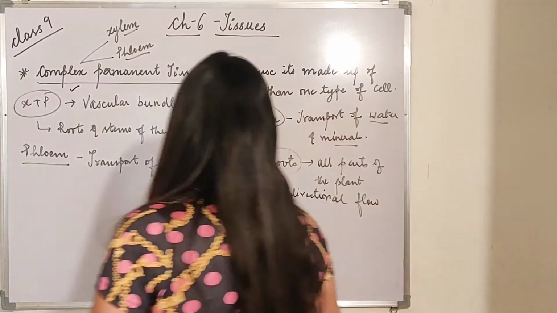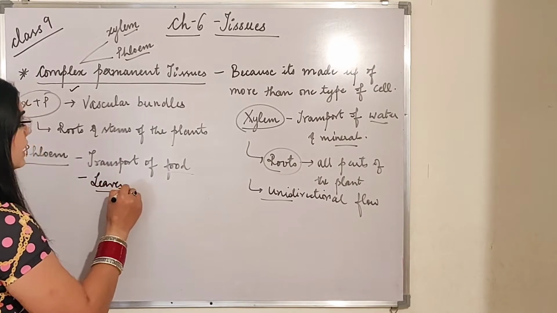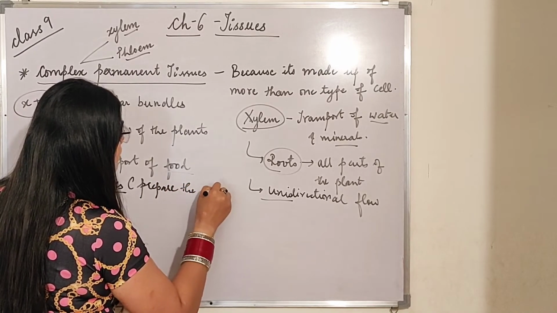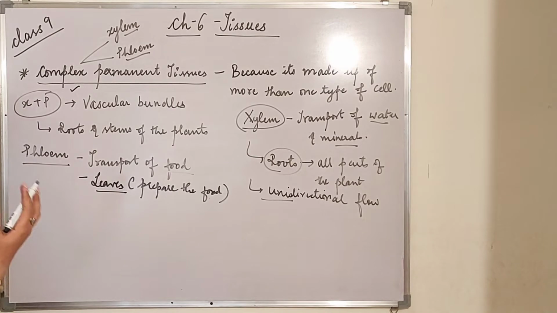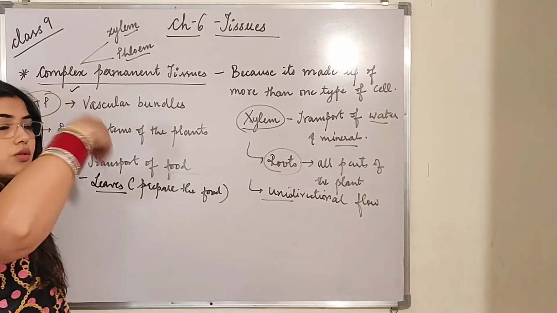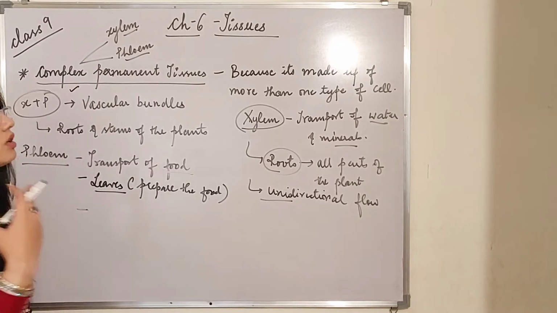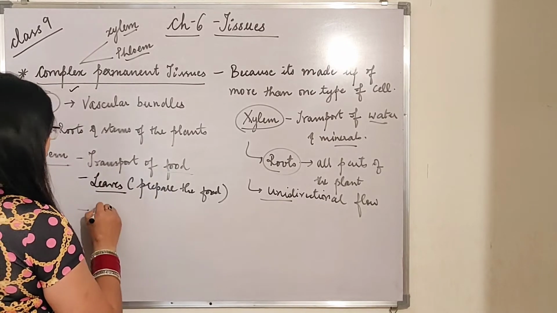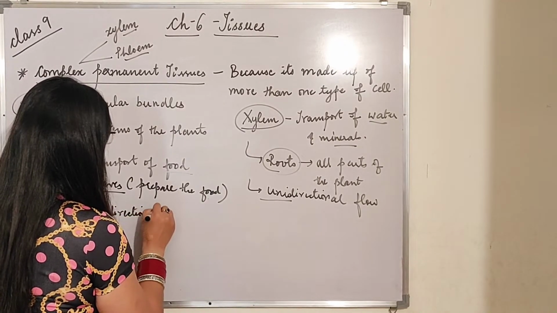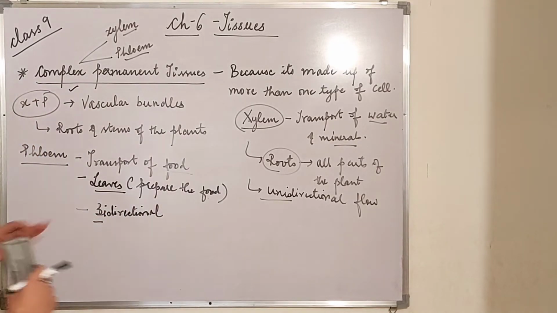So where is this food being formed? This food is being formed in the leaves. The leaves prepare the food, and the phloem takes the food to all the parts of the plant, to the roots also, to the other parts of the plants also. So the flow can be upwards, downwards, horizontally, vertically. That means it is bidirectional. The flow can take place in two directions. I hope this much is clear.